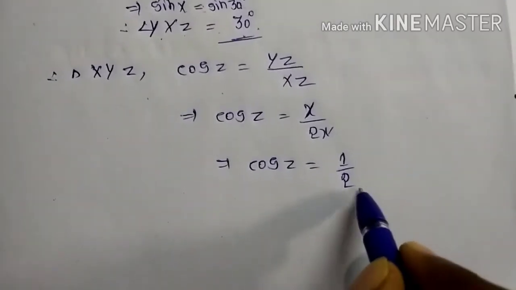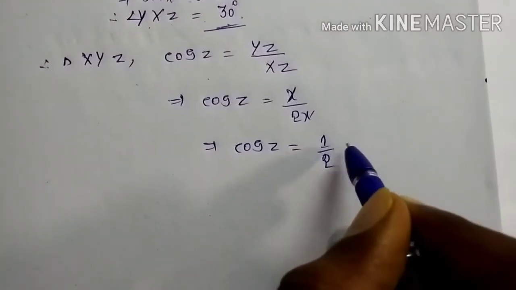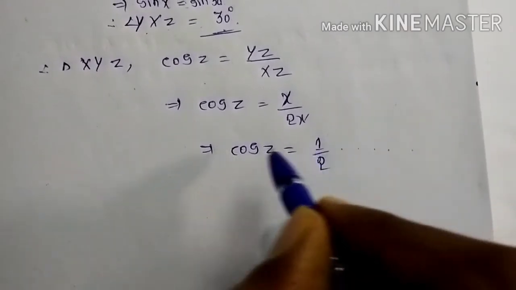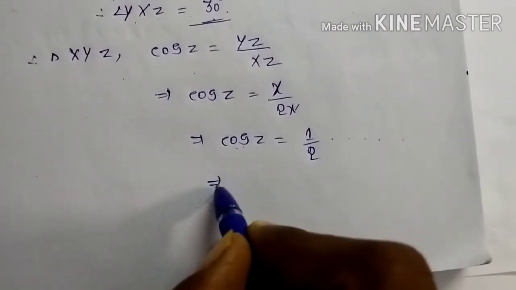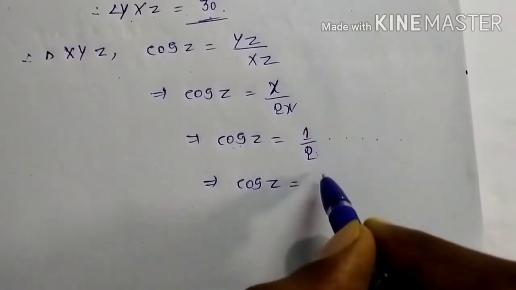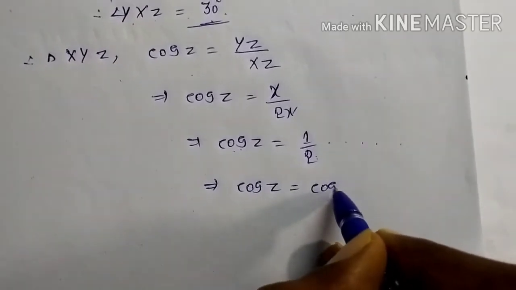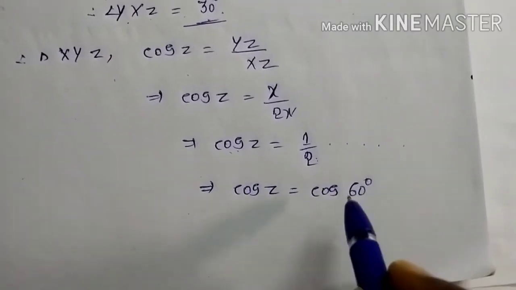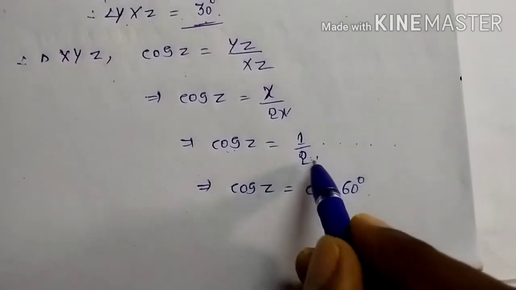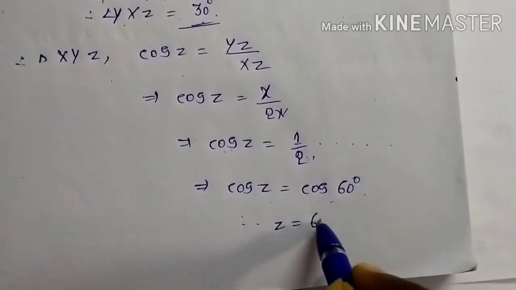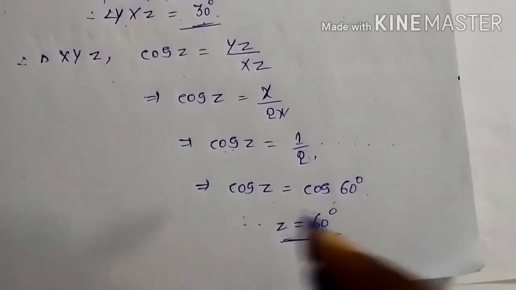But you know that 1 by 2 value will be equal to which degrees? 0 degrees, 30 degrees, 60 degrees, 45 degrees, 90 degrees in cos only. See here in cos, just remember what is the value of 1 by 2. Cos 60 degrees only. Yes or no? Cos 60 is equal to how much? 1 by 2. Therefore, you can consider z is equal to 60 degrees.